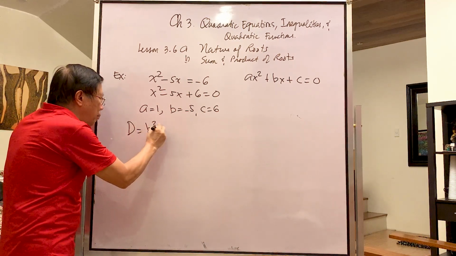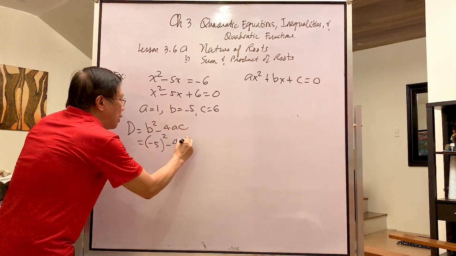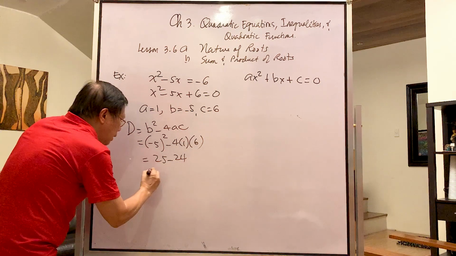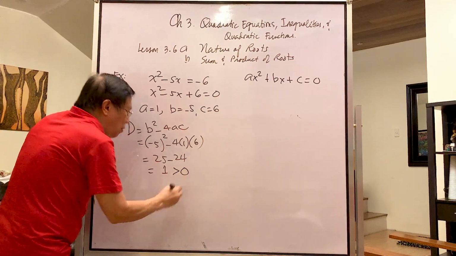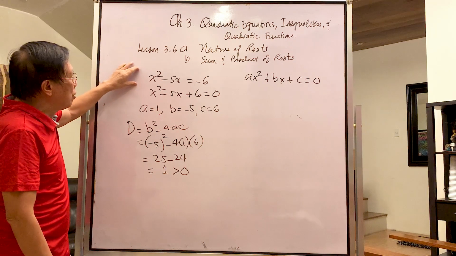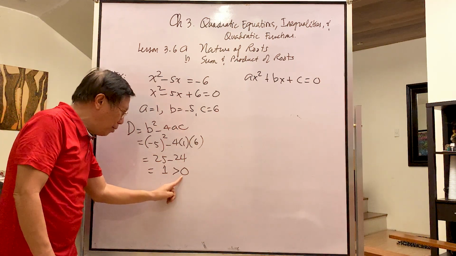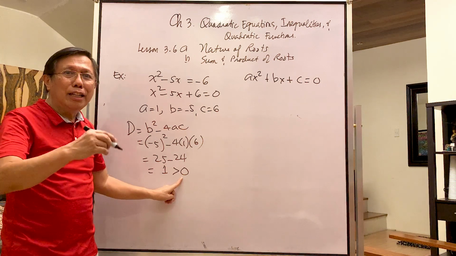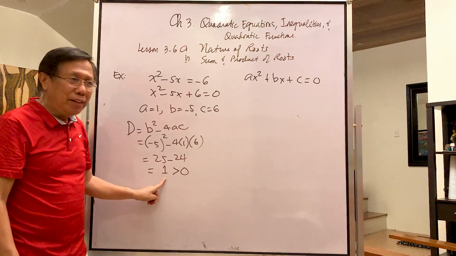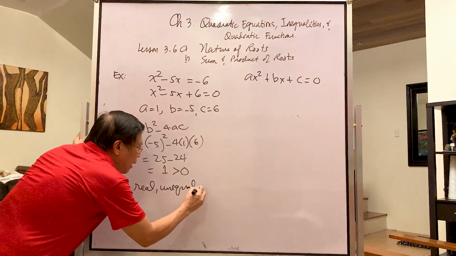Computing for the D, we get b² − 4ac, which gives me (−5)² − 4 times 1 times 6. And this gives me 25 − 24, which is equal to 1. Note here that 1 is greater than 0, and also 1 is a perfect square. So, what do we expect as the nature of the roots of this given equation? According to what we have discussed, if D is greater than 0, then the roots are real and unequal. Furthermore, if D is a perfect square, the roots are also rational. Therefore, for this equation, the nature of its roots are real, unequal, and rational.